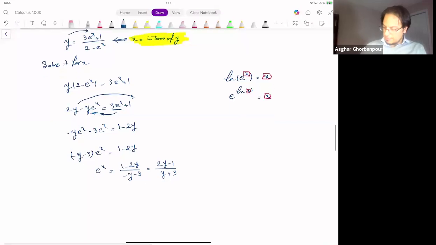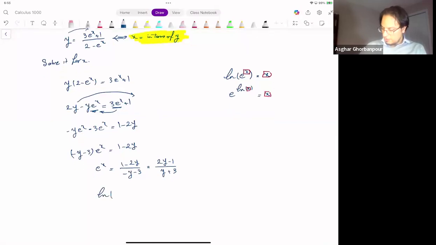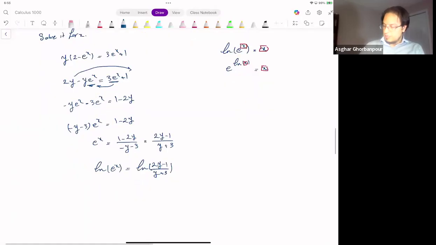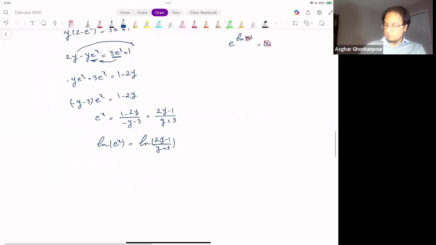Now, as you suggested, I can take ln of both sides. I cannot just take ln of one side. So that is how I keep the equalities. Now, ln of e to the power x is x, and that equals ln of (2y minus 1) over (y plus 3). That is what we found, and that's basically how we write x in terms of y.